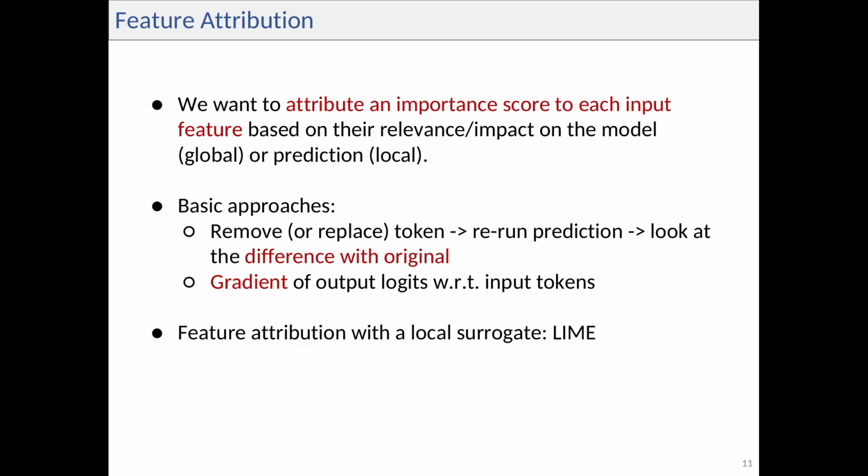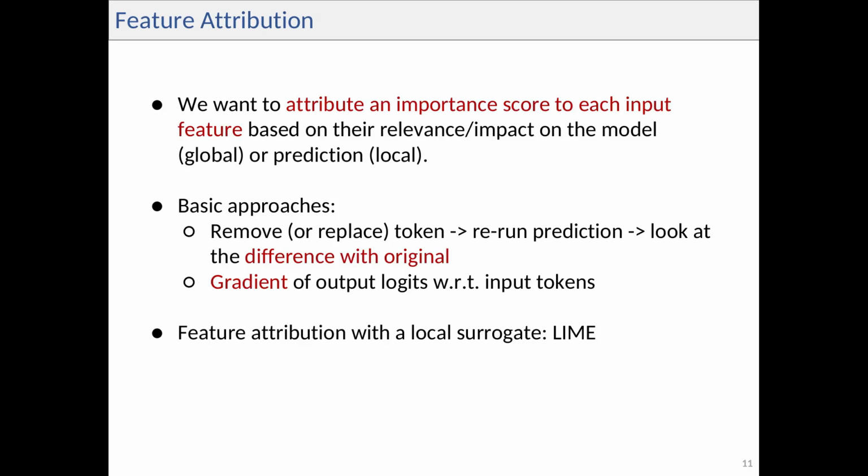An alternative approach: I just take the gradient of the output logits with respect to the input tokens, which is roughly how gradient descent works, but not with respect to the weights, in this case with respect to the input tokens. And as you can guess, the larger the gradient, the bigger the effect that a certain input feature has on the output.